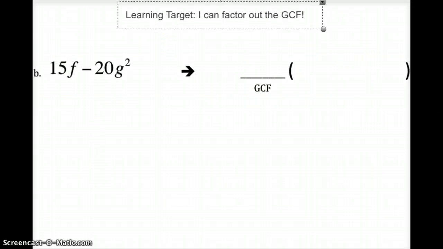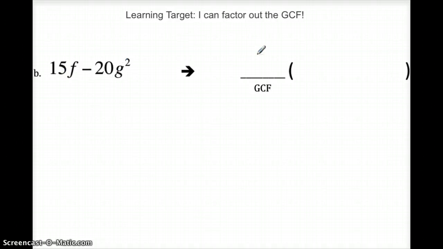So if I look at example B, again, let's talk about what do they have in common. Well, they have a factor of 5, because 15 and 20 are both divisible by 5. Do they have any letters in common? Actually, no. So when we go inside, we're thinking division. 15 divided by 5, I'd have a 3 and an F minus a 4G squared. The letters did not change because I did not take any out with my GCF. So this would be its factored form.